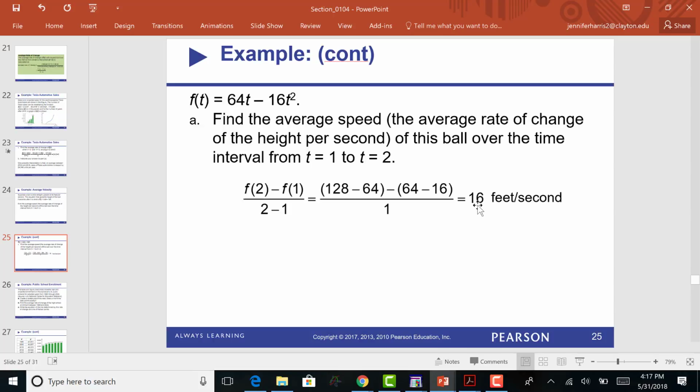Okay, so with that said, what does it mean? You got the answer 16. What does it mean? 16 what? What does that mean? That the ball's average rate of change, which is the same thing in this case as the speed of the ball, is 16 feet per second. Okay, so let's put it back in more practical terms.